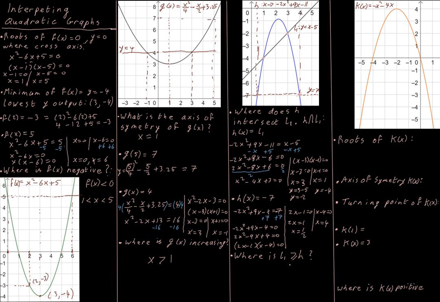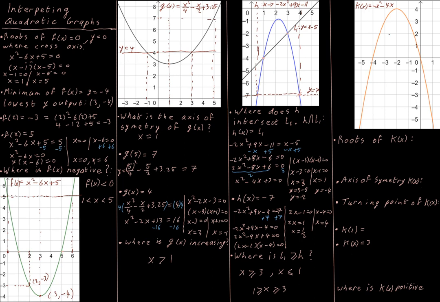Now, where is L1 greater than or equal to h? Again, these are the y outputs of our function. So where is L1 greater than h? Well, our black line is above our blue line when x is greater than 3 and when x is less than 1. Again, what we're thinking about is, when is the output of the line higher than, bigger than the output of the blue curve? And that's where x is greater than 3 or less than 1.